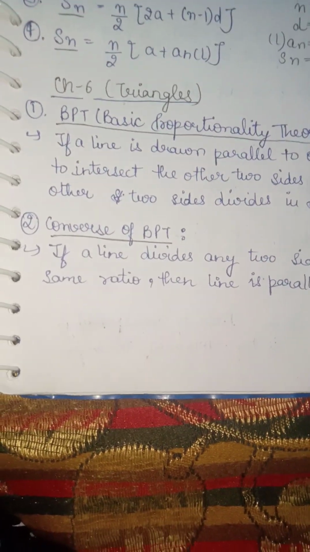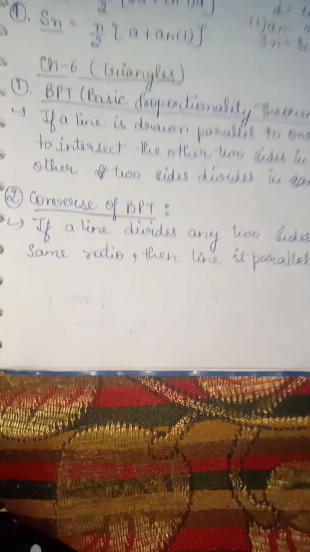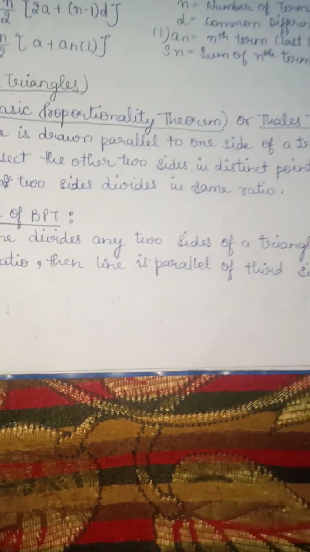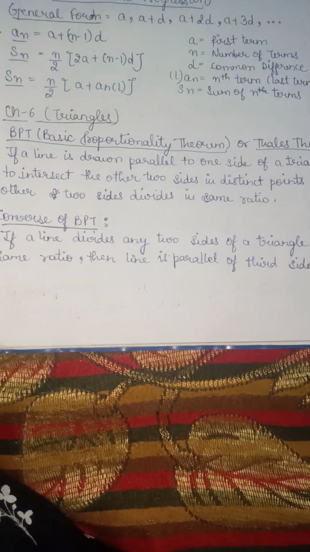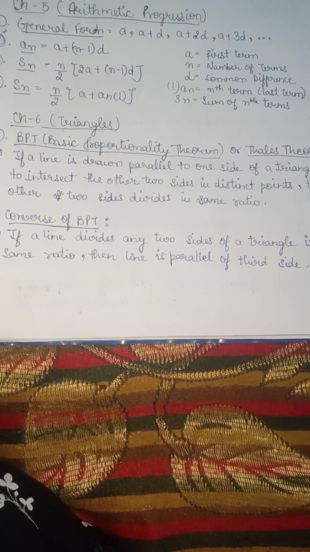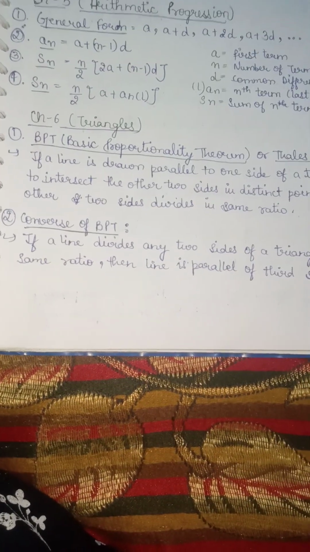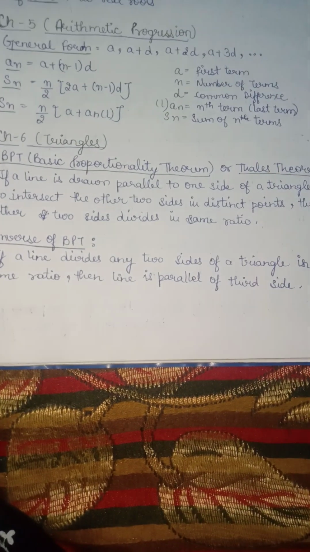Then now come to chapter 6, Triangles, in which we have only two theorems that are mostly asked in the exam. First is BPT, the Basic Proportionality Theorem, also known as Thales theorem, in which if a line is drawn parallel to one side of a triangle to intersect the other two sides in distinct points, the other two sides are divided in the same ratio. Second, converse of BPT. If a line divides any two sides of a triangle in the same ratio, then the line is parallel to the third side.